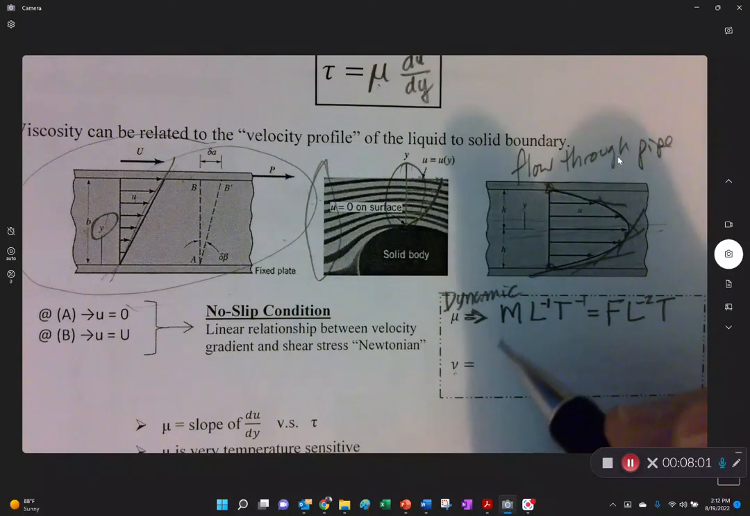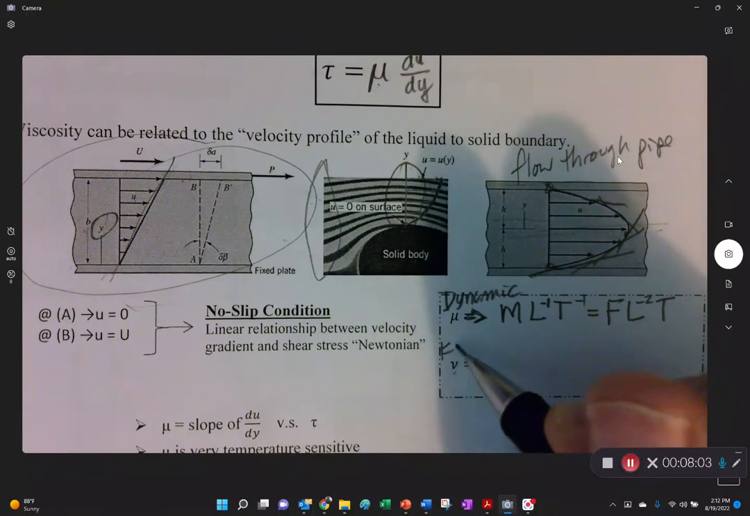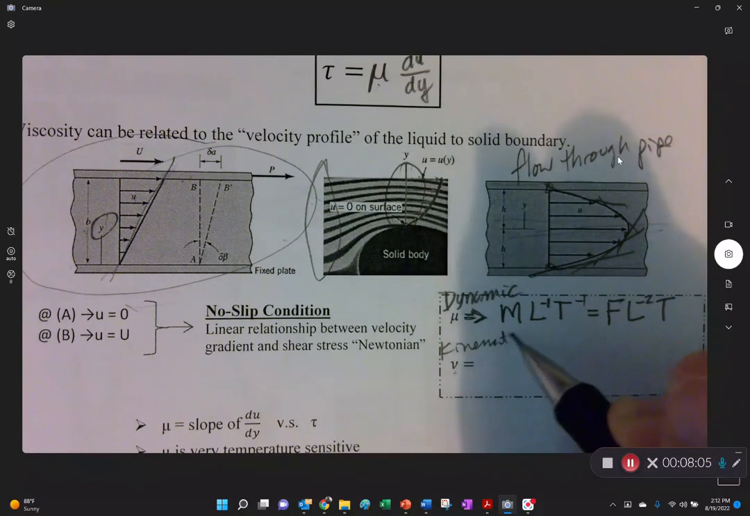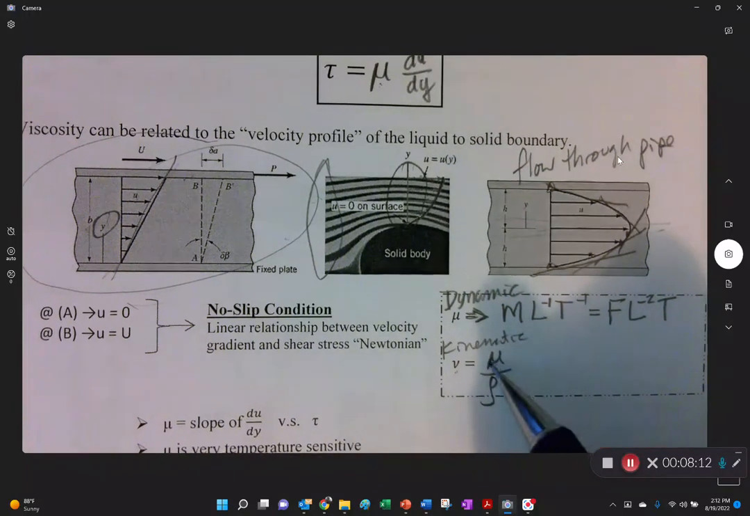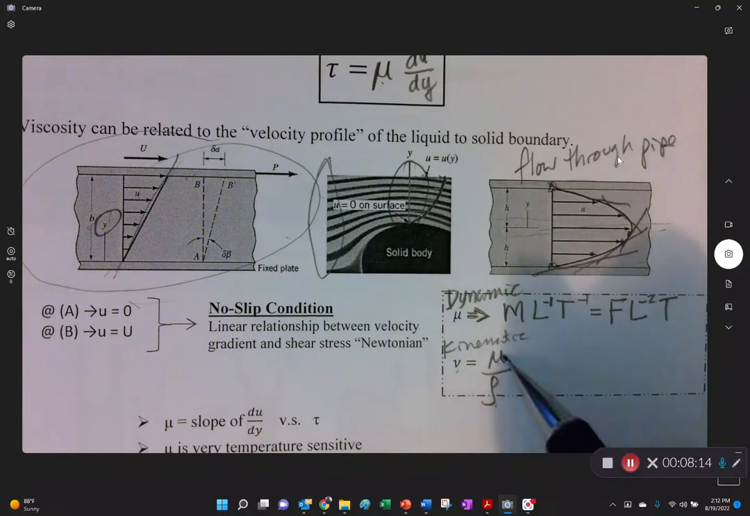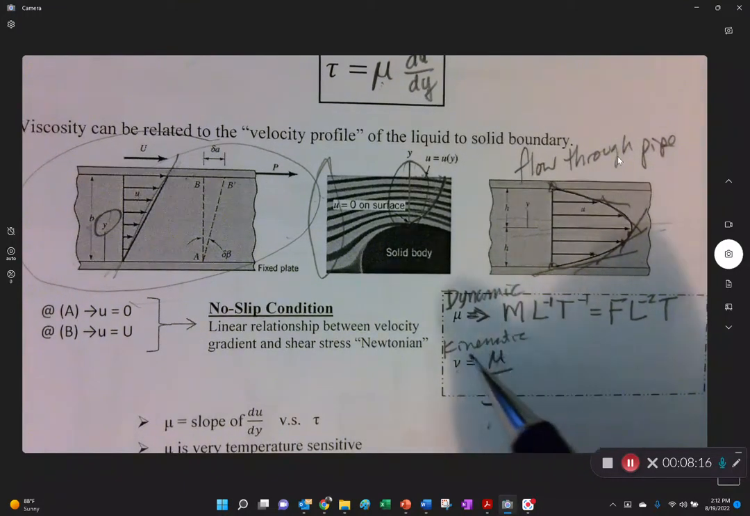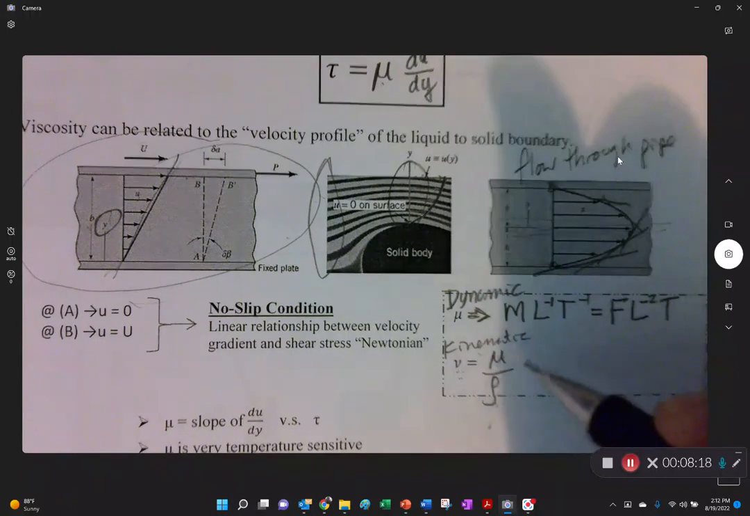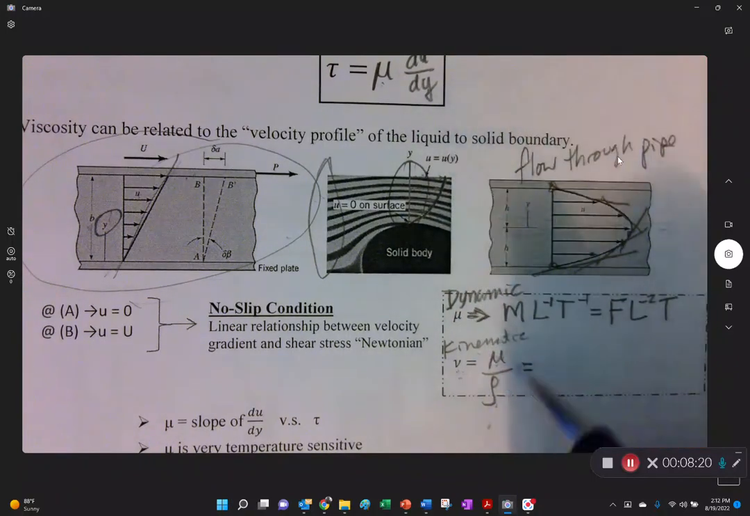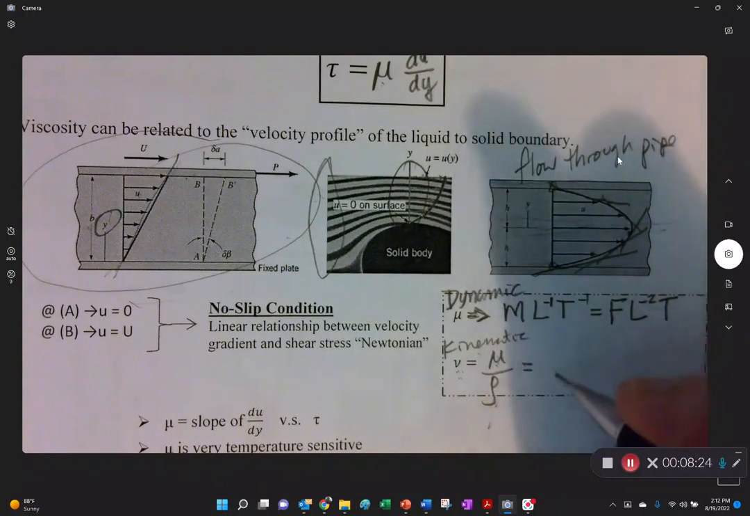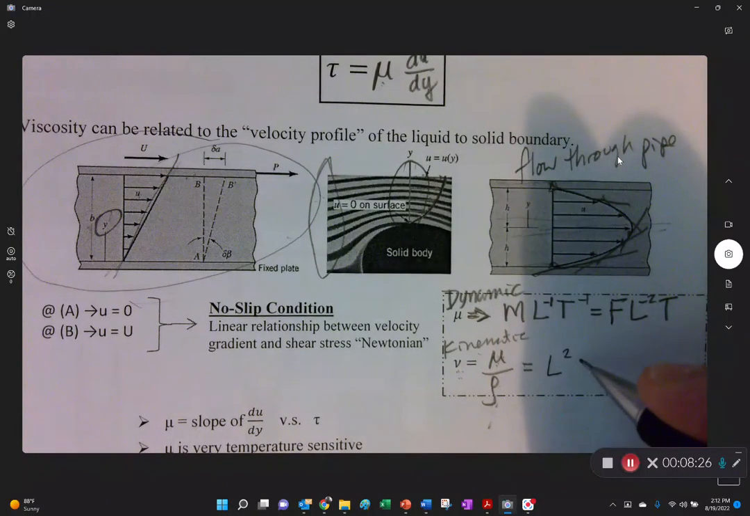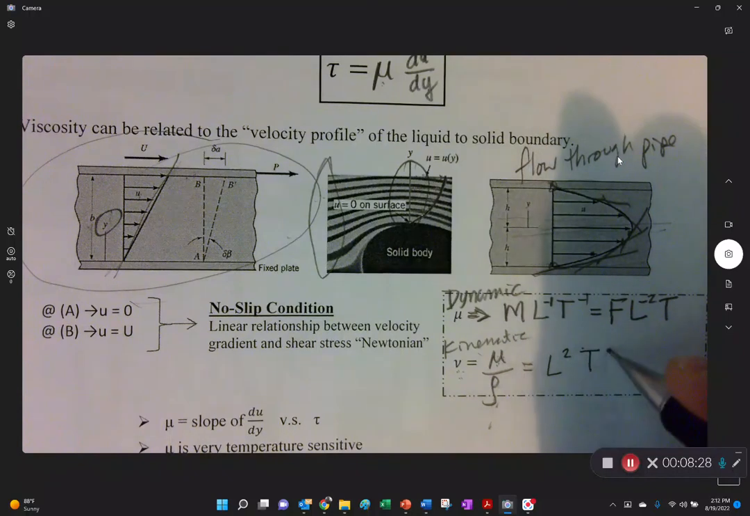For dynamic viscosity, this is kinematic viscosity. What they do is they take mu and divide it by density, because so often we want to know those two traits, so they get lumped together. We're just using this for convenience, and that has units of length squared over time right here.